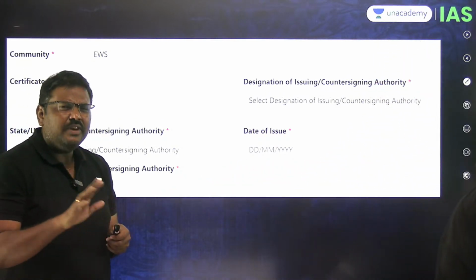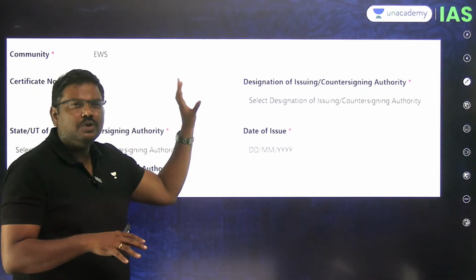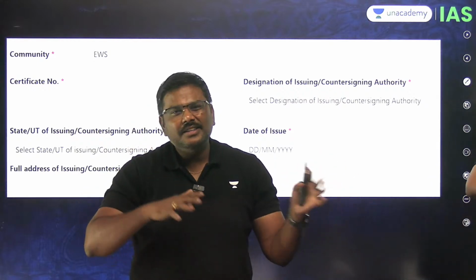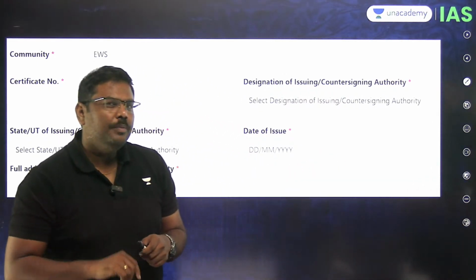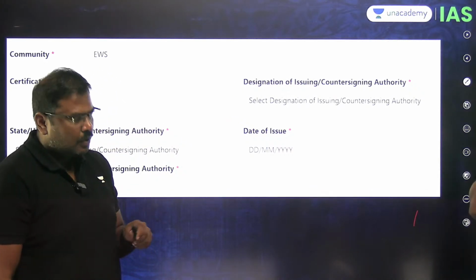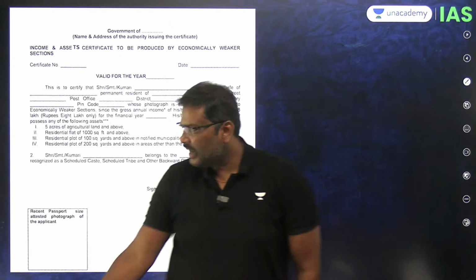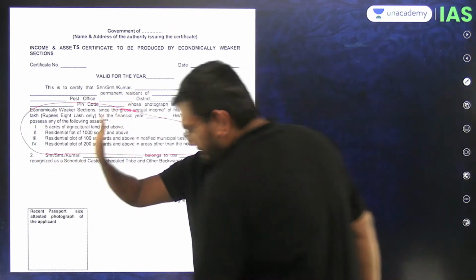EWS, economically weaker section. Now, please understand, unlike let's say OBC, there is no doubt regarding this in the sense whether I fall into the central list or state list, etc. No confusion. What you need to do is basically for economically weaker section, you will have to meet certain conditions. What are the conditions here? The conditions which are mentioned here are very, very important.